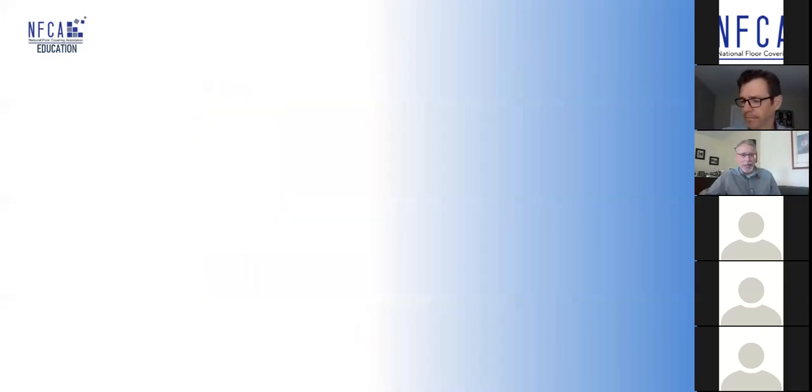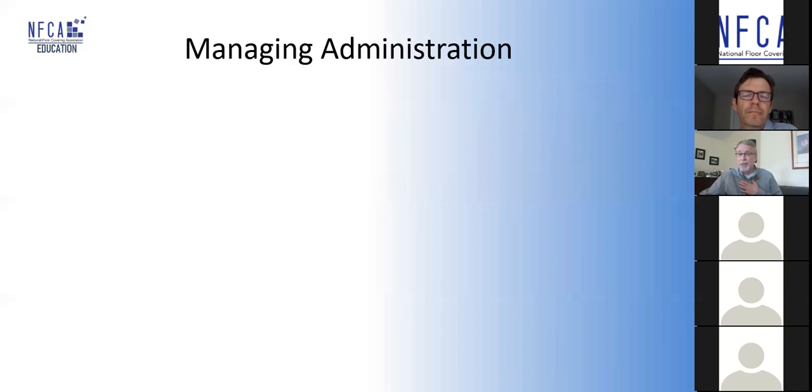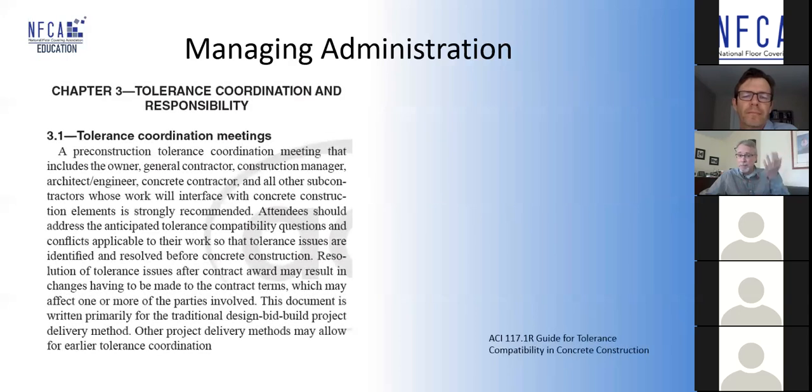Yeah, so we also included a lot of stuff in the new spec about managing administration. Contract administration is performed by the architect or engineer. So really we need to describe to the constructor what we need to manage our work. And it includes a lot of things, like for instance, identifying our role, the architect or the engineer, in coordinating tolerance. Again, this is from ACI.